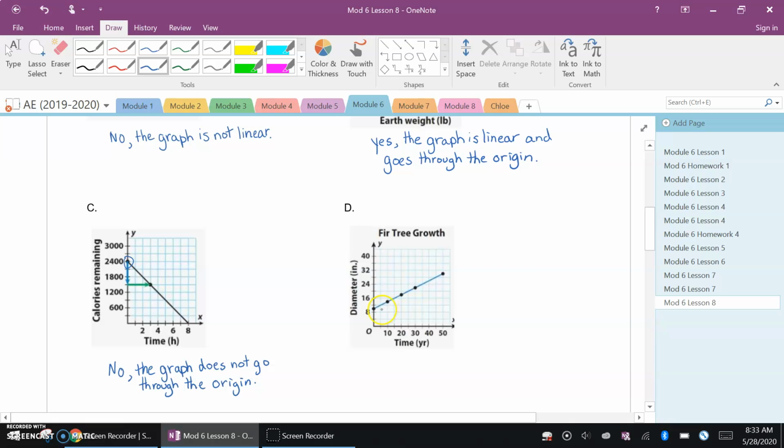On D, when we look at D, it's also linear, but it also doesn't start at the origin. So this one's going to be no. The graph does not start at the origin.